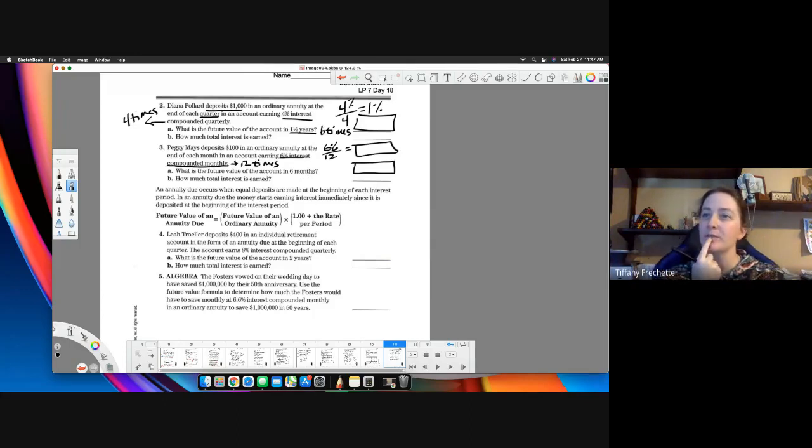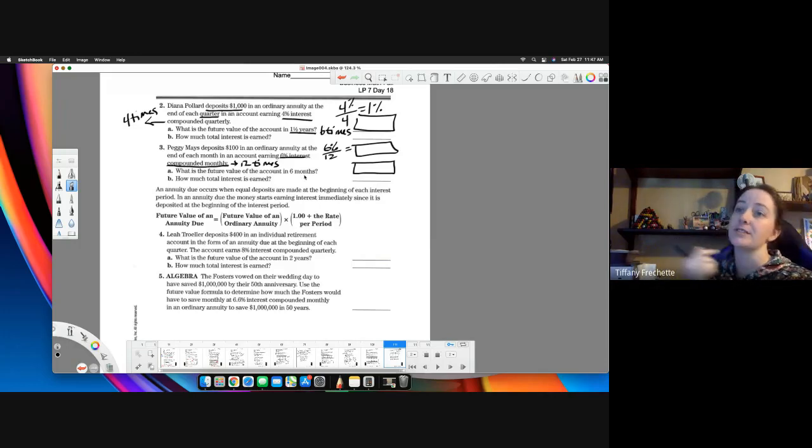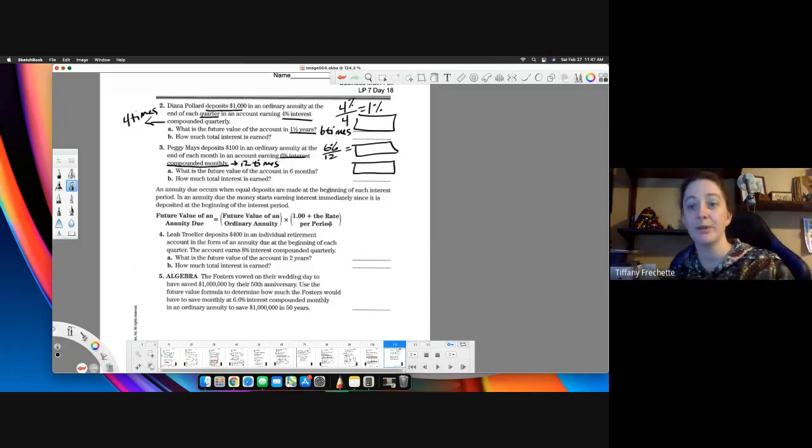All right, an annuity due occurs when equal deposits are made at the beginning of each interest period. In an annuity due, the money starts earning interest immediately since it is deposited at the beginning of the first period. Sorry, at the beginning of the interest period. So future value of an annuity due equals the future value of an ordinary annuity times 1 plus the rate per period. So it's a little different calculation on this one. So now they're changing it up a little bit. It's not just an ordinary annuity, annuity due means that it's immediately earning interest right now.